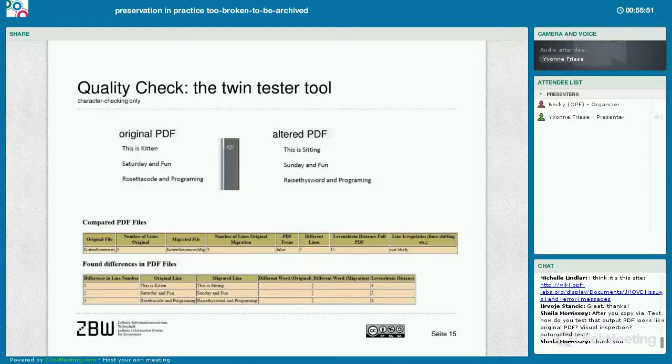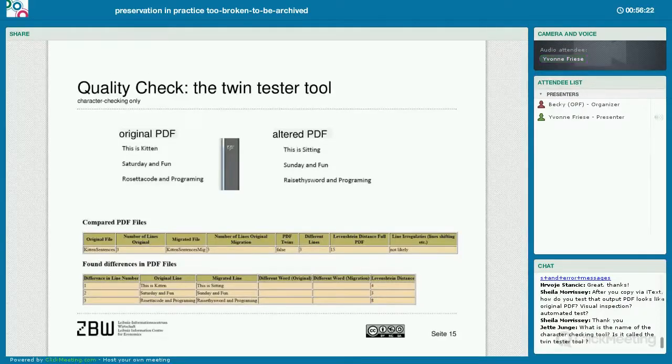And if the Levenshtein distance is only 1, because usually the most common error here is that there's only one space, one empty space in the middle of a word, then usually you can see the different word in the original and in the migration as well in the table. But here you can't.